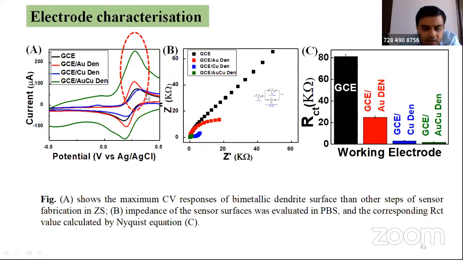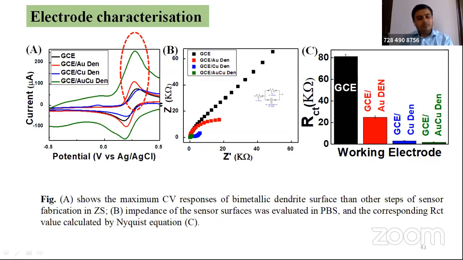Similarly, a complementary experiment has been done because we are monitoring the current response here, the conductivity of the system. But in this case, we are going to check the resistance of the system. The highest conductivity means the lowest resistance. You can see from this histogram also. So that is why this is the importance, guys.